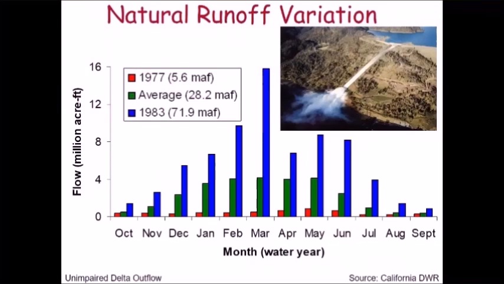This shows Oroville spillway in better days before it busted, but this also shows the unimpaired outflow from the Delta between years, between the wettest year of record at the time, 83, and the driest year, 77, as well as the average year. So you can see the tremendous seasonal and interannual variability we have for runoff, as well as precipitation.